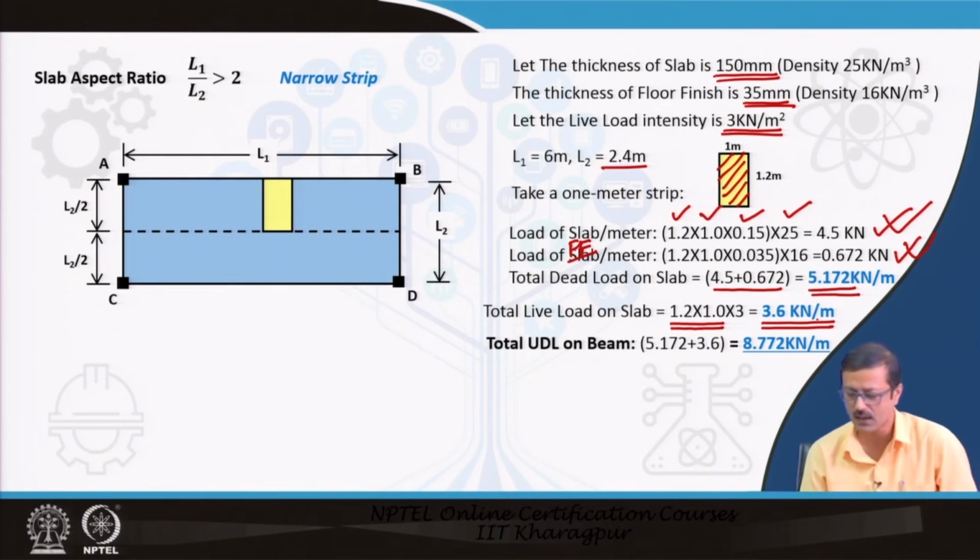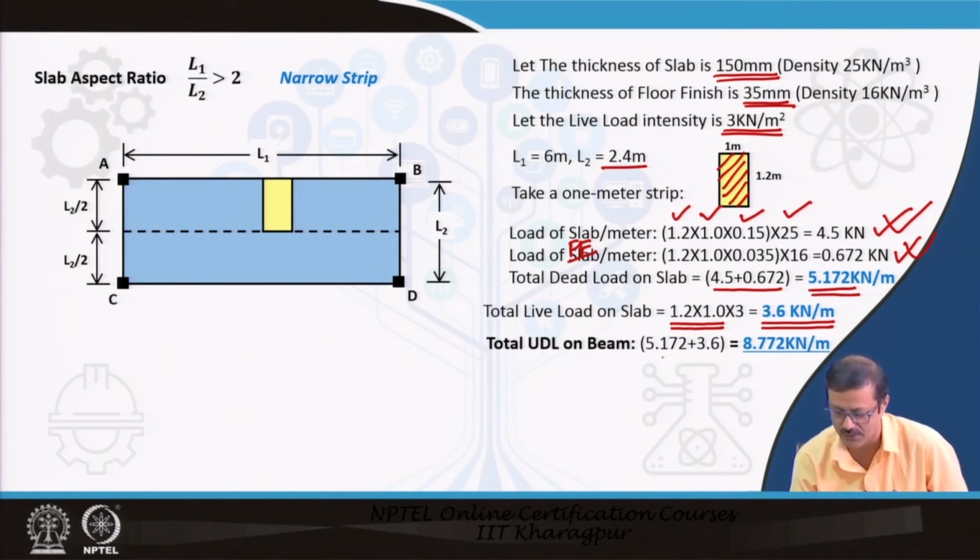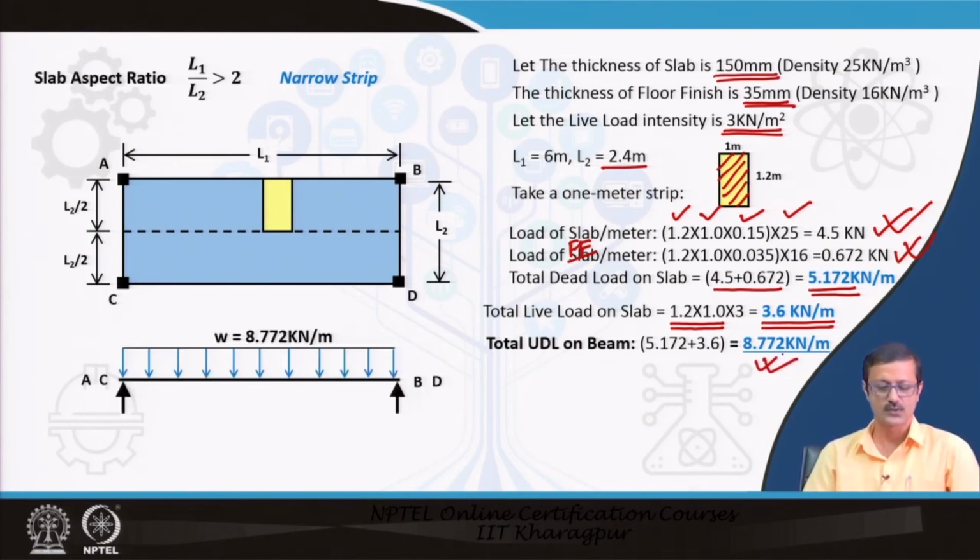So total UDL on the beam will be this plus this, 5 point something plus 3 point something. So that is 8.772 kilonewton per meter. So I can say AB or BD, both the beams are equally going to carry a UDL of 8.772 kilonewton per meter. So when it is a narrow strip, both the higher length beams in the perimeter are going to take the UDL intensity. The two short side beams, they are not going to carry anything.